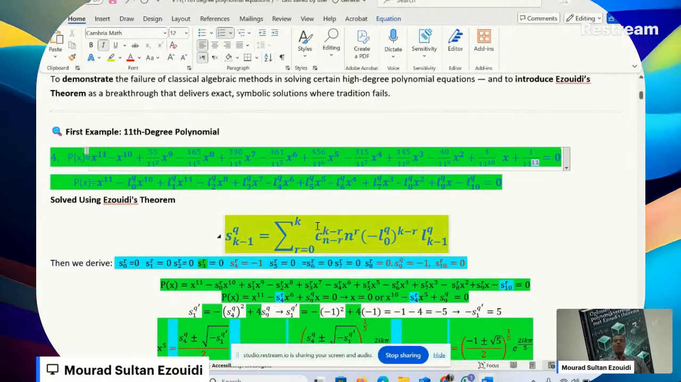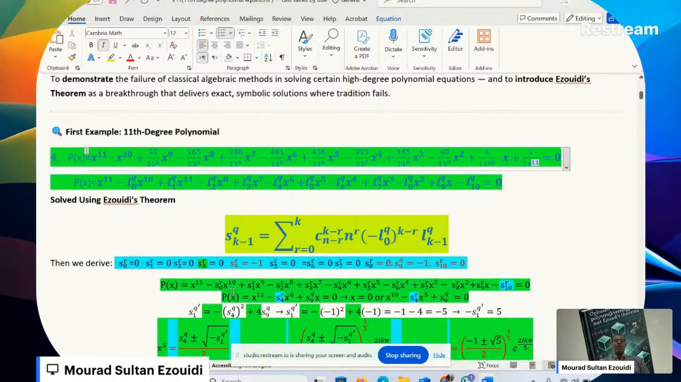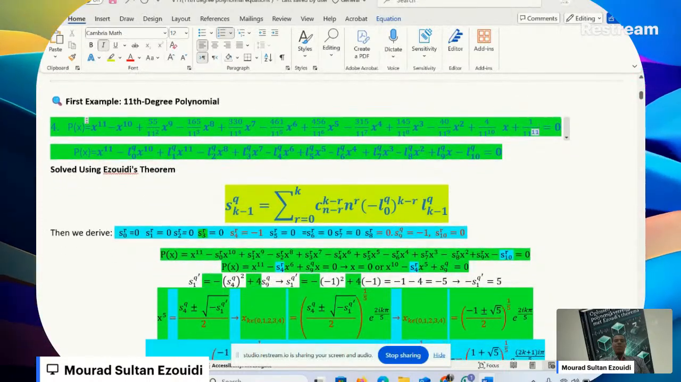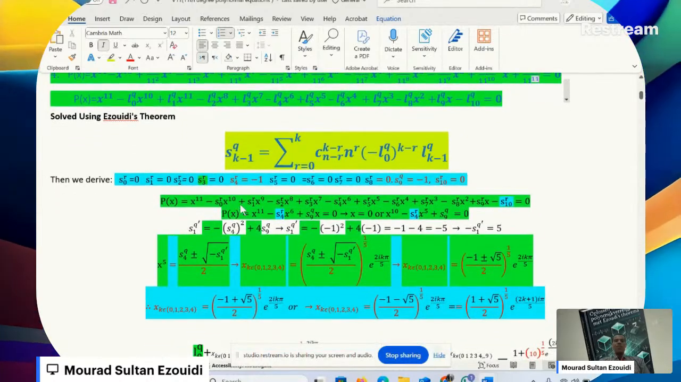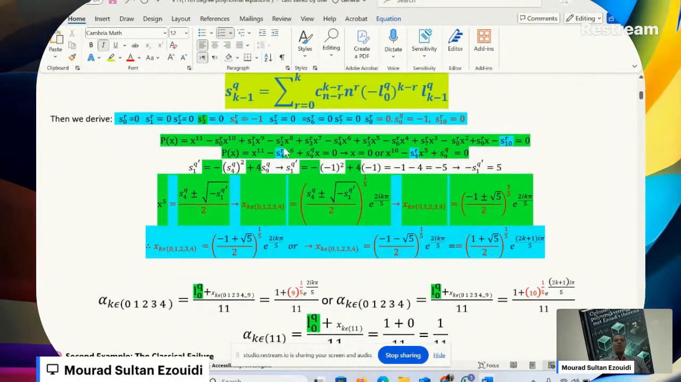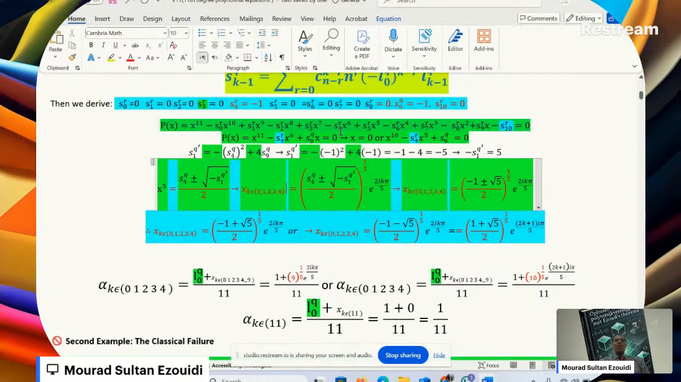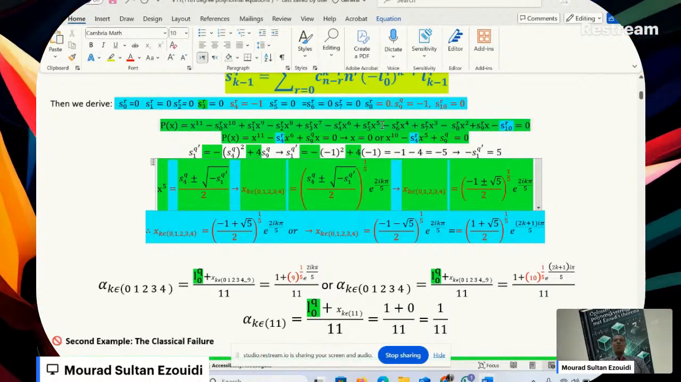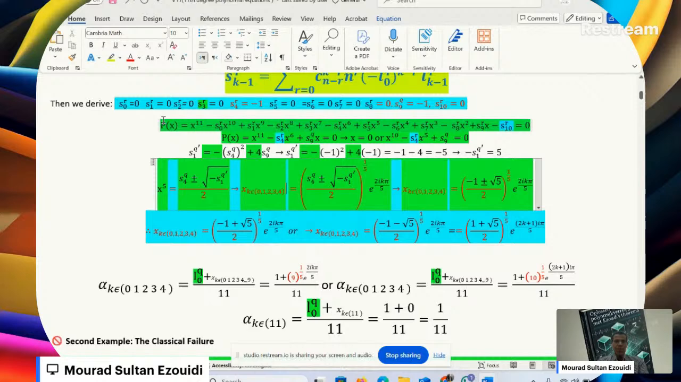Okay, so as we found the value of this S subscript k minus 1, from the Vieta theorem you can write your new polynomial equation as x to the power 11 minus s0 of OD Q times x raised to the power 10 plus s1 of OD Q x raised to the power 9 minus s2 of OD Q x raised to the power 8 plus s3 of OD Q x raised to the power 7 minus s4 of OD Q x raised to the power 6 plus s5 of OD Q x raised to the power 5 minus s6 of OD Q. Okay, I will make this clear for you so that you can see it.